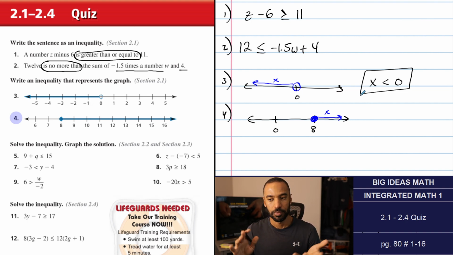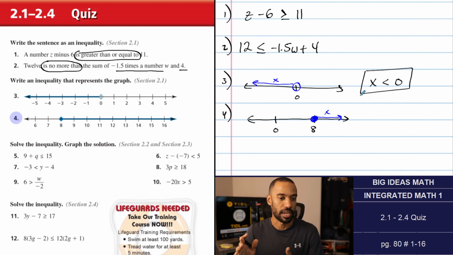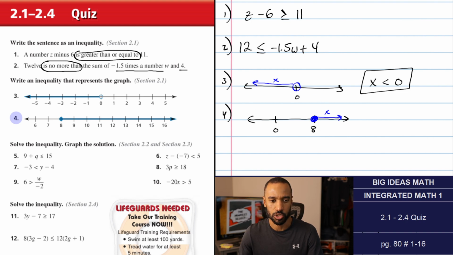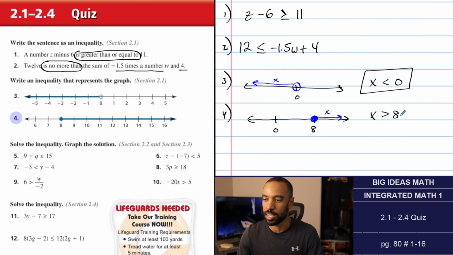So in this case, 0 is not a part of the solution set. Neither is anything that's less than 8. 8 is the beginning of things that are part of the solution set. X can equal 8. X can also be, according to this, 9, 10, 11, 12, 1,000, a billion. Can't be pi. X can be anything greater than 8. X can be equal to 8. X can be greater than or equal to 8.